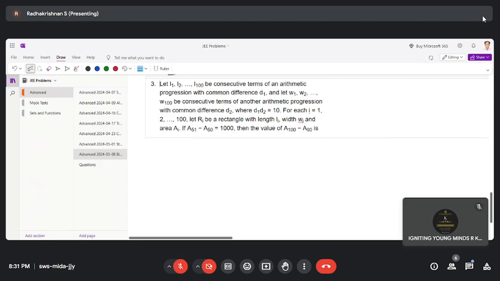Let L1, L2 up to L100 be consecutive terms of an arithmetic progression with common difference D1. W1, W2, etc. up to W100 be consecutive terms of another arithmetic progression with common difference D2, where D1 into D2 equal to 10. For each I equal to 1 to 100, let Ri be a rectangle with length Li and width Wi, and area Ai. Okay. So if A51 minus A50 is 1000, then what is A100 minus A90?